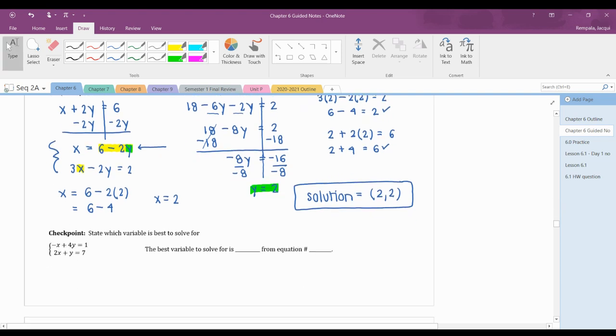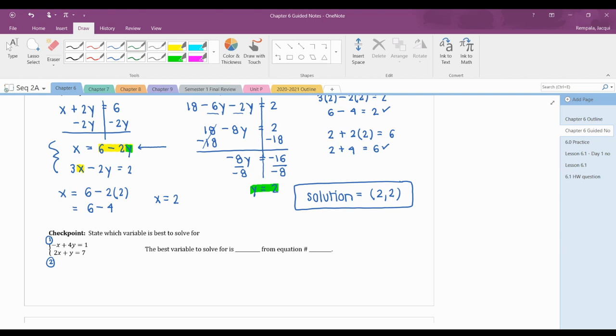I would suggest that you pause this video for a second and just answer this checkpoint problem. It says state which variable is best to solve for. So when it says the best variable to solve for, you're going to say, okay, yes, x or y, and then you're going to tell me what equation. So it's either the top equation, which I would just call equation 1, or it'd be the bottom equation, which we call equation 2. So pause now, come up with an answer.